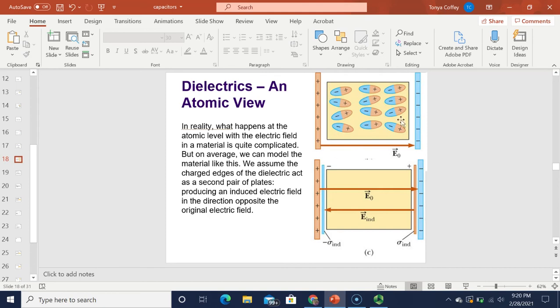Well, these surface charges on either side actually induce an electric field within the material. Now, because it's positive on the right and negative on the left, the induced electric field is going to point from right to left, right, opposite to the direction of our applied external field, okay? So this kind of acts like a second pair of capacitor plates that produces an induced electric field in the direction opposite to the original electric field.